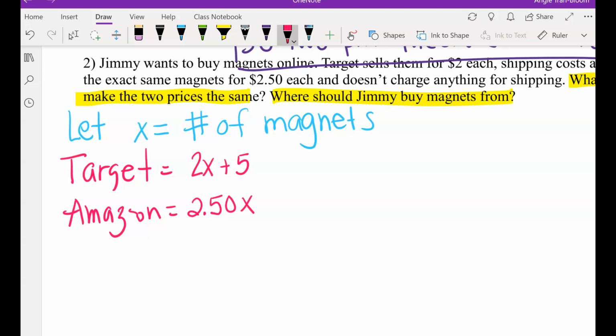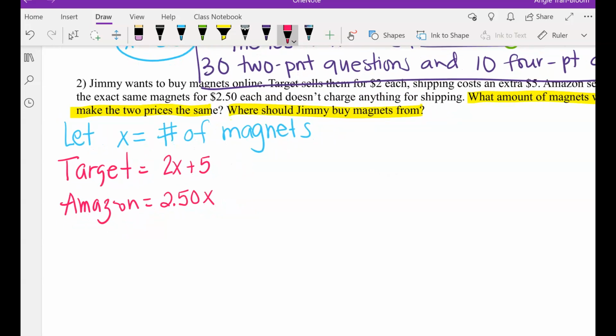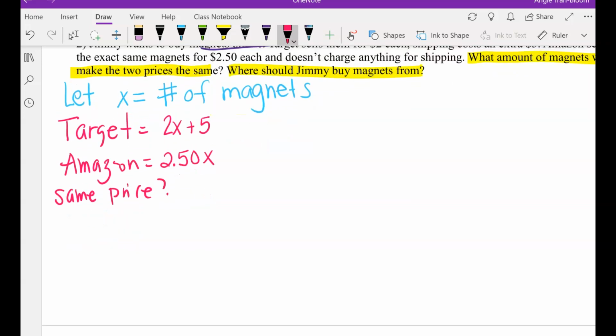Now, question number 1 said, what amount of magnets? How many magnets to make these 2 prices the same? What do you do? Good, guys. The key words in a word problem, same price, mean make the 2 equations equal to each other. So 2x plus 5 equals 2.5x.